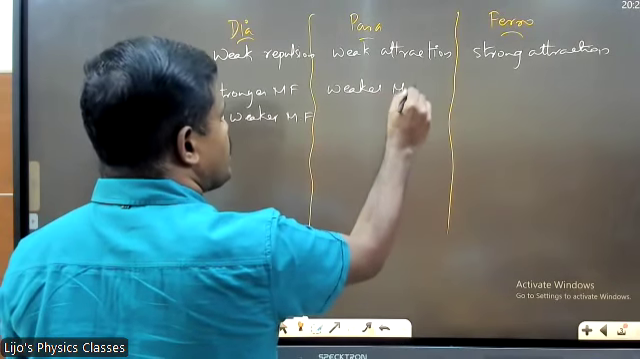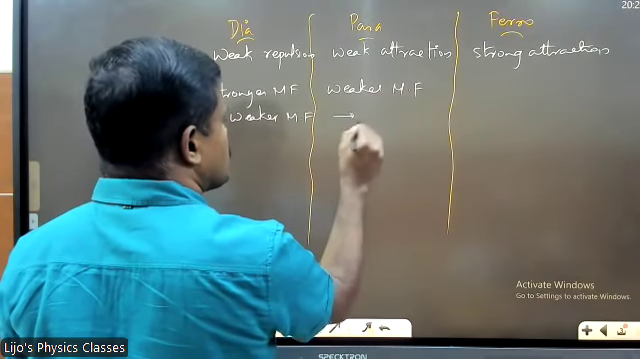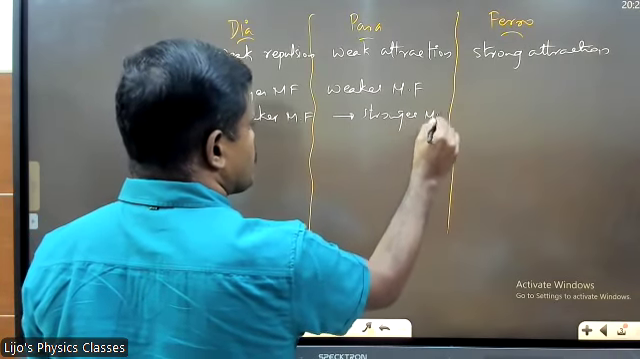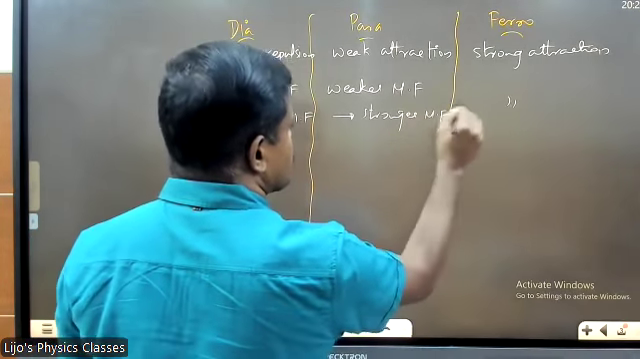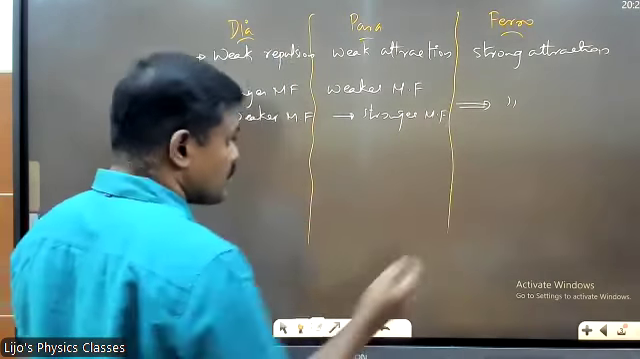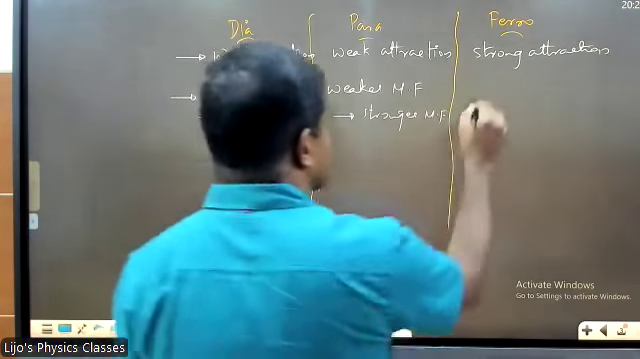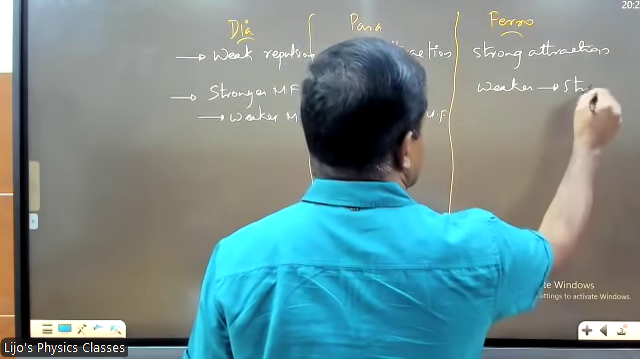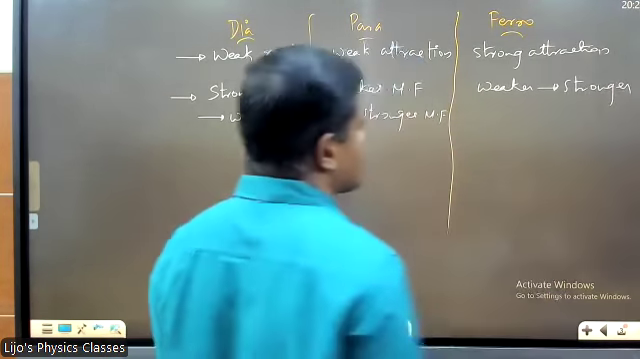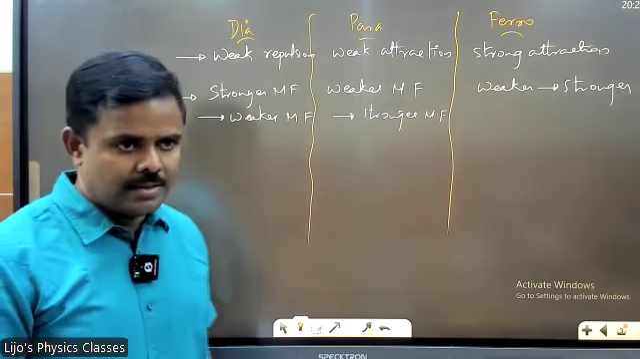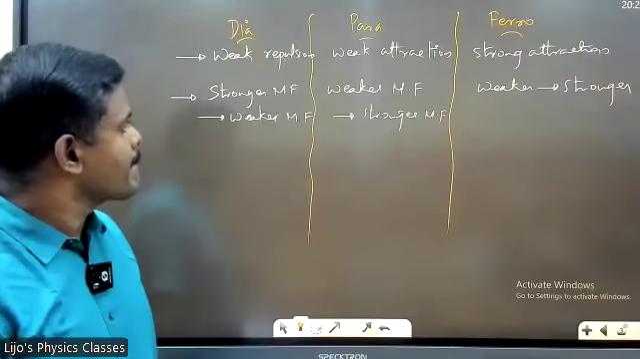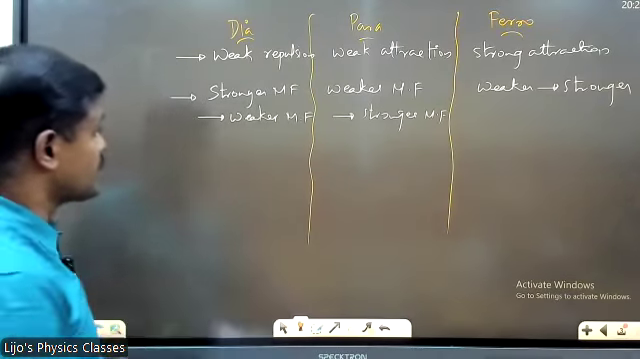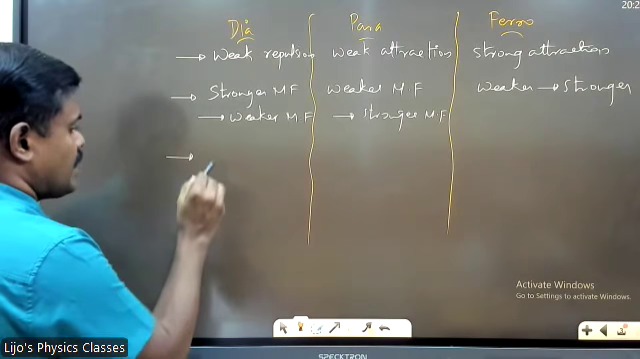Weaker magnetic field to stronger magnetic field. Here it is the same. I'll write it. That's also from weaker to stronger, but that will be much stronger than paramagnetic, right? Correct. Got it? Then let us write about the next point, chi value.